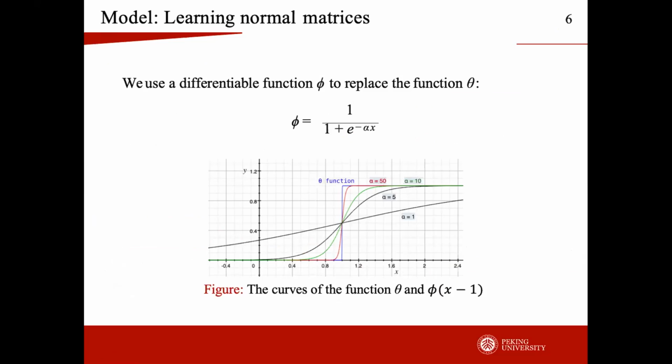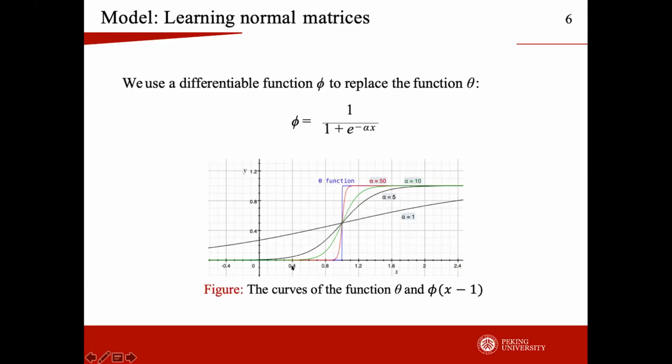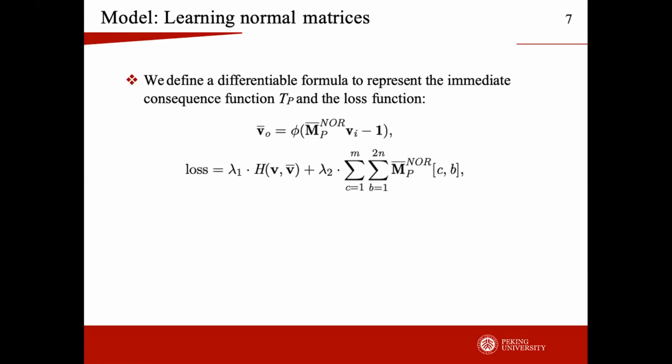In the next stage, we want to use a differentiable function phi to replace the function theta, because we want to use a neural network to learn this matrix to get some meta information. We can see we use this function to replace the theta function. The larger alpha is, the more similar the function theta and the function phi of x minus 1 will be. So alpha is a hyperparameter.